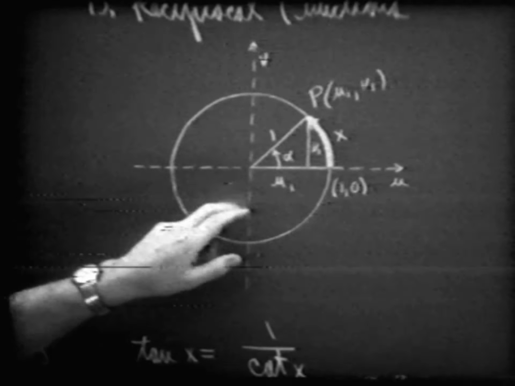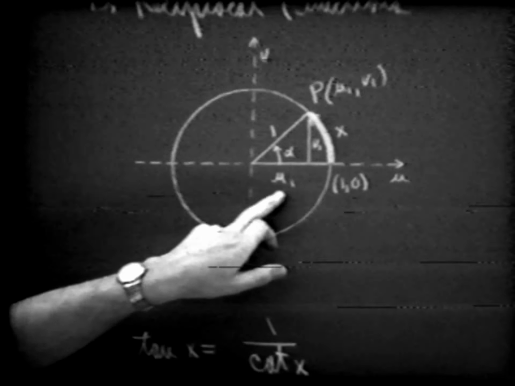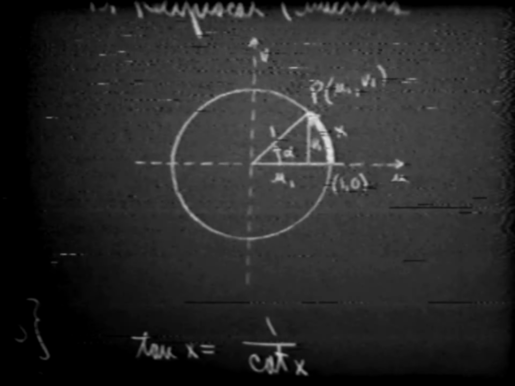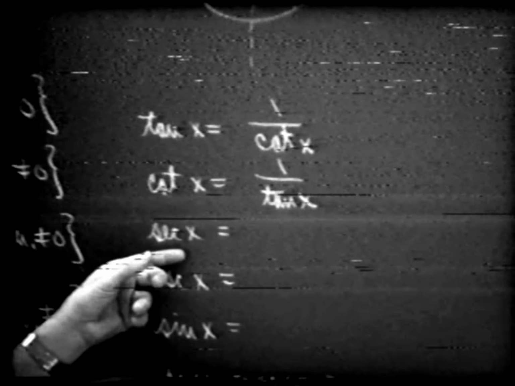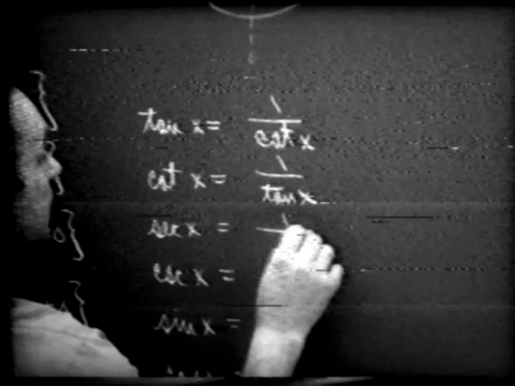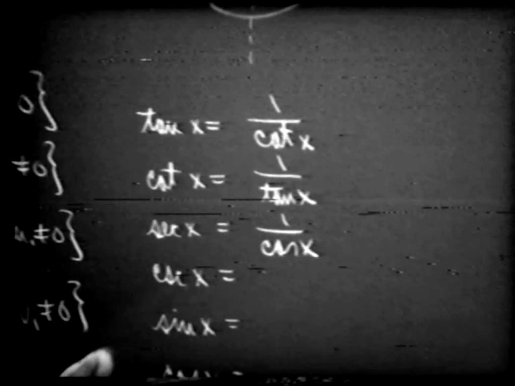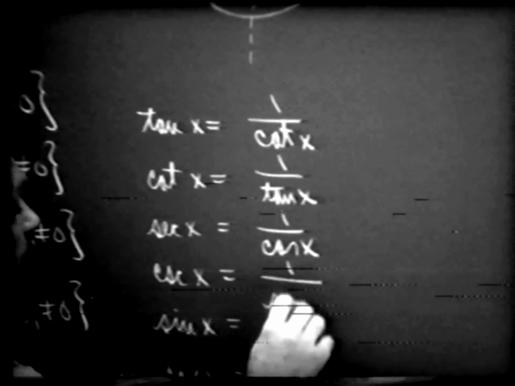Looking at the secant function, our definition of secant was what? 1 over u sub 1. But if you recall, our definition of cosine was what? u sub 1 over 1, so to speak. So therefore, another name for the secant of x is going to be equal to, Bill? 1 over the cosine of x. Similarly, the cosecant of x you would like to say is equal to, Dick? 1 over the sine of x.